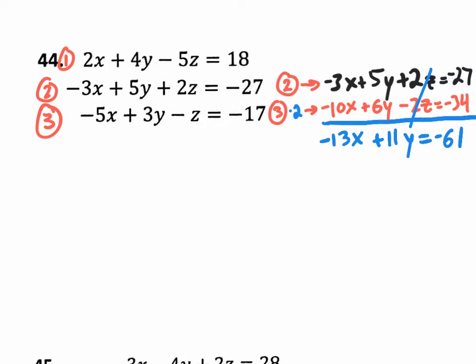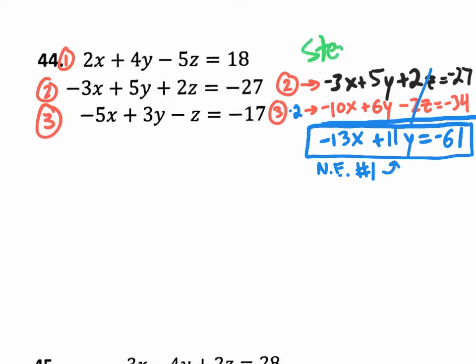And once I get my new equation, I box that in, and I label it new equation number 1 up here. That's step 1 right there, guys. Step 1 is to cancel something out, and as you can see, we canceled out the z's. And how do we do that? Well, we used equation 2, and we took equation 3 and multiplied it by 2. We got the z's to cancel.